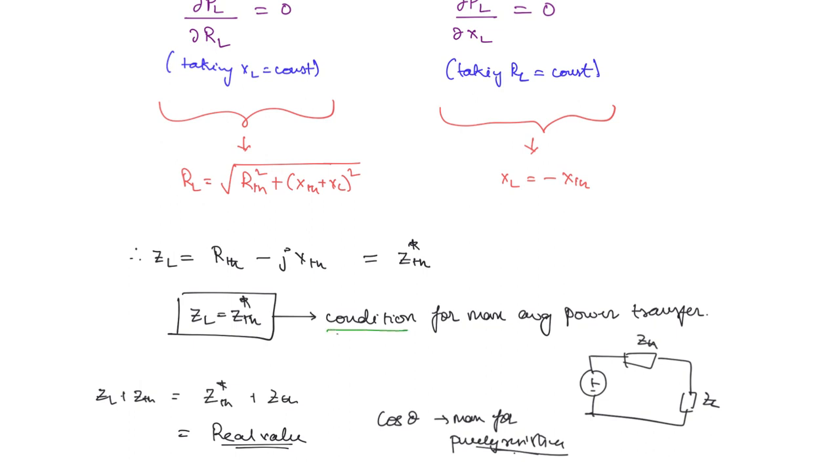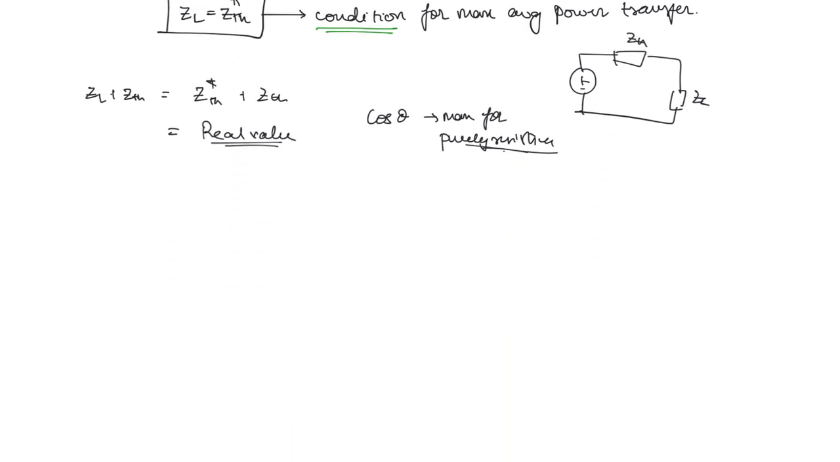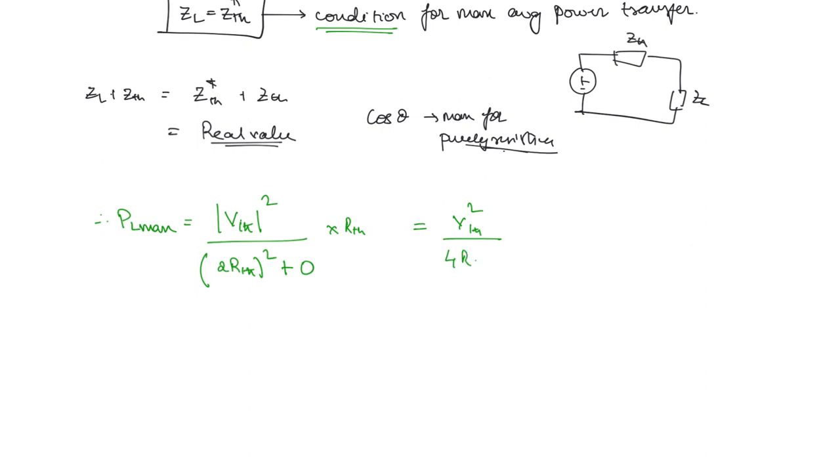So now we know the condition. Now what is the maximum value of the power, right? Therefore, PL max is now equal to mod VTH square divided by RTH plus RL whole square. So they are both equal. So you can write it as 2 times RTH whole square plus XTH plus XL whole square is 0, into RTH. So what are you going to get? VTH square by 4RTH.